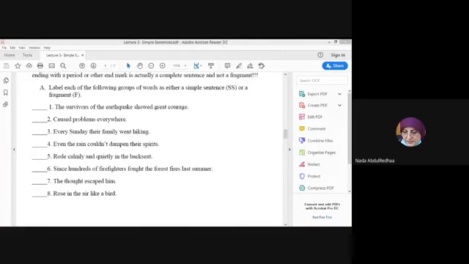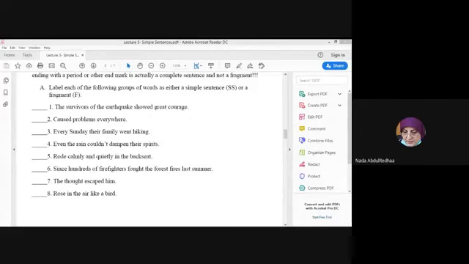"Every Sunday" is the time, an adverb of time, right? So you can simply change its place to the end. For example, you may say, "Their family went hiking every Sunday." Their family is the subject, went is the verb, hiking is the complement, and every Sunday is another adverb of time. This is a simple sentence.